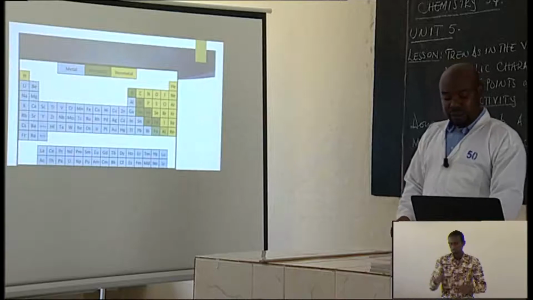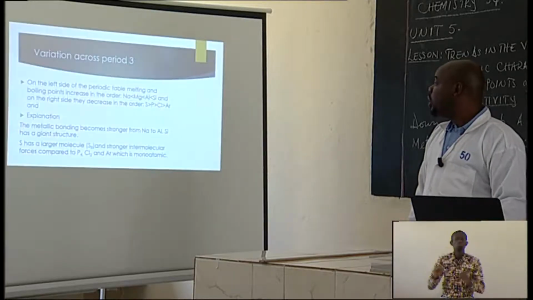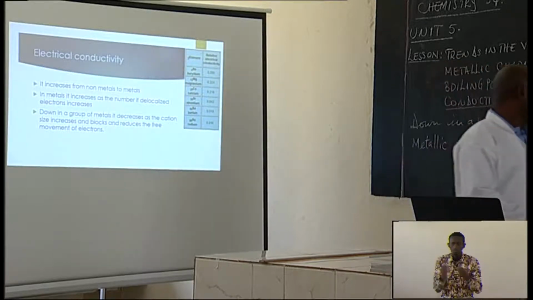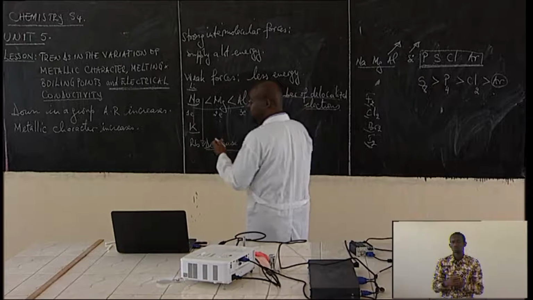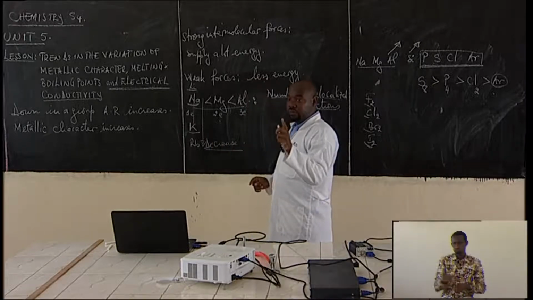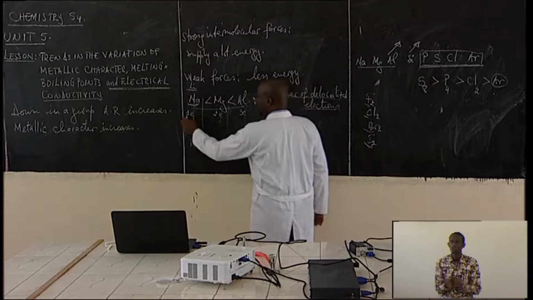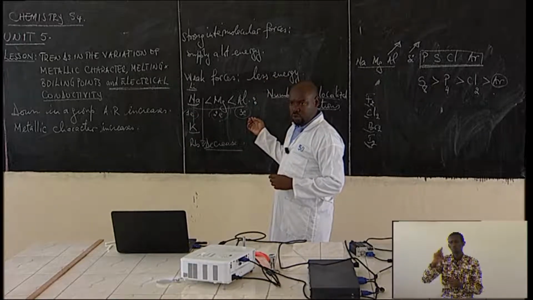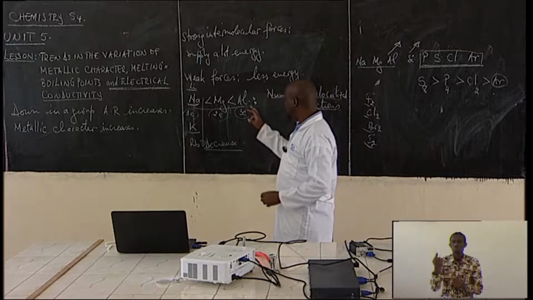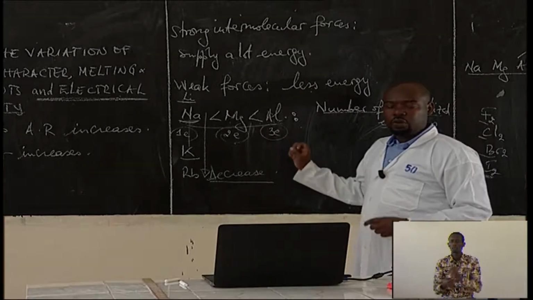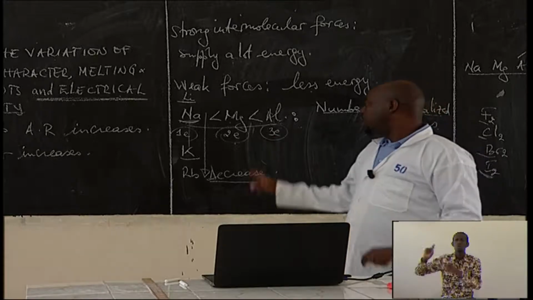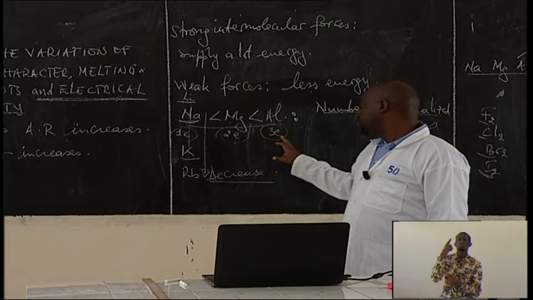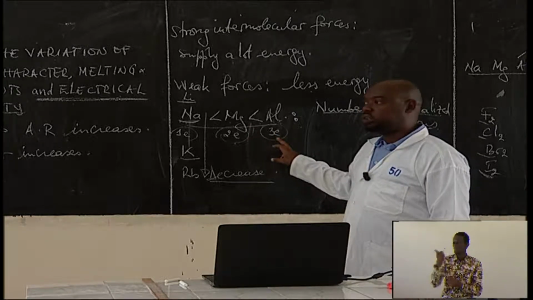And what happens when we compare the electrical conductivity of elements in the metals, for example? As I said, we need delocalized electrons. Here we have 1 electron, 2 electrons, and 3 electrons. What does it mean to you? It means that aluminium, with more delocalized electrons, will be the best conductor in the group. It makes sense.